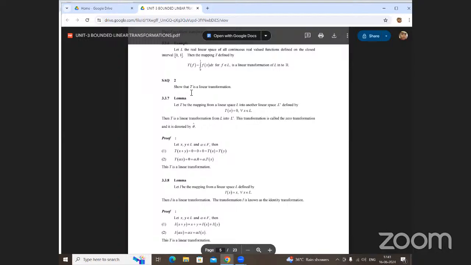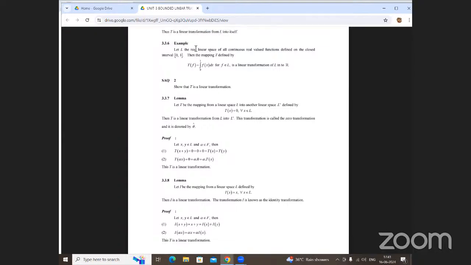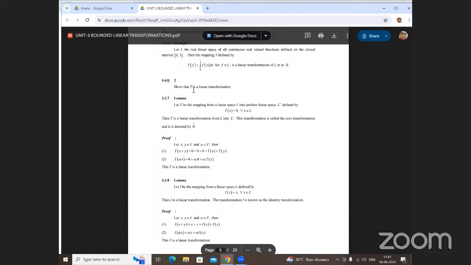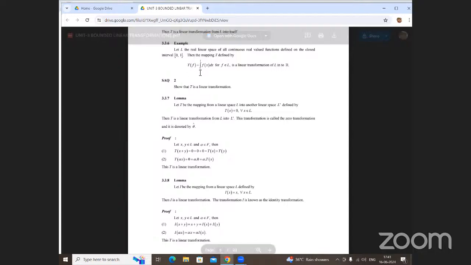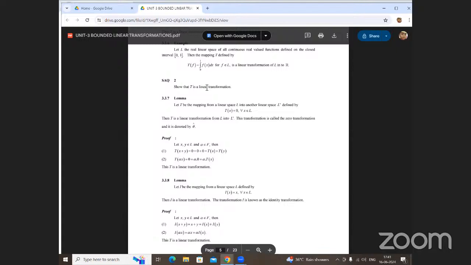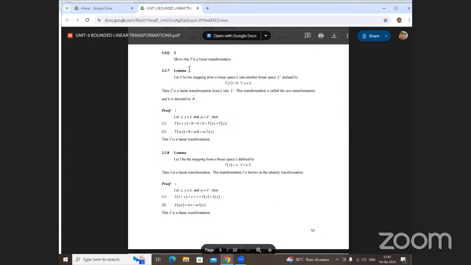Okay. Now show that T is a linear transformation. This is the defined part and we prove that it is a linear transformation. Already just explained here, according to T of f plus g and T of alpha f, simply through the definition, we must prove that T of f plus g equals T of f plus T of g, and T of alpha f equals alpha into T of f.